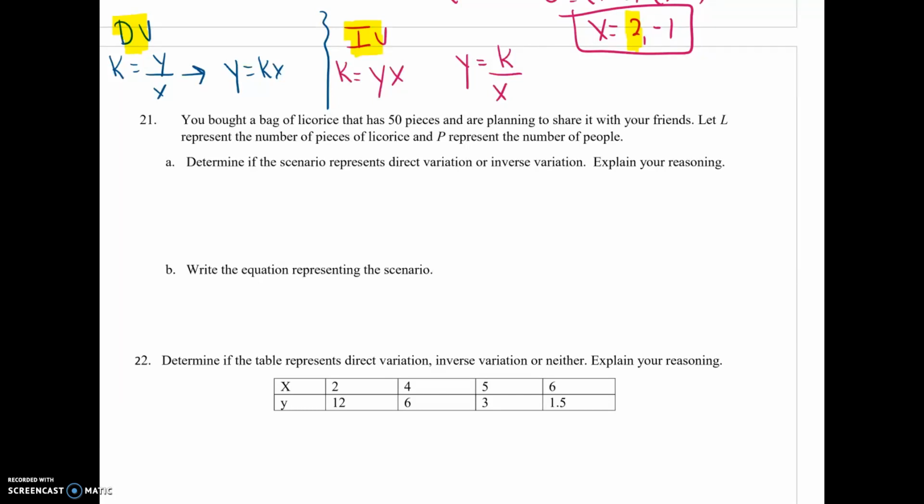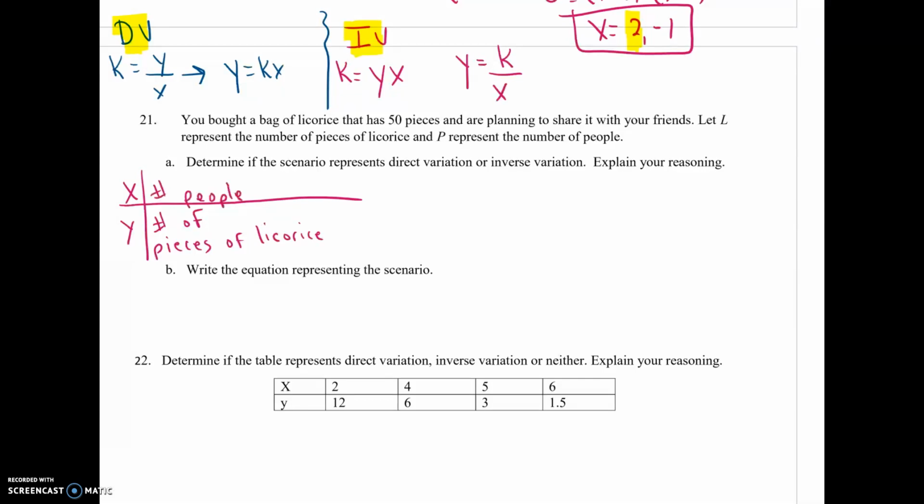So you bought a bag of licorice that has 50 pieces and you're planning to share it with your friends. Let L represent the number of pieces of licorice and let P represent the number of people. Normally, we try to figure out what x and what y are. x is your independent variable, we talked about that in the notes, and y is the dependent variable, so y depends on x. In this situation, the number of pieces of licorice I get depends on the number of people.